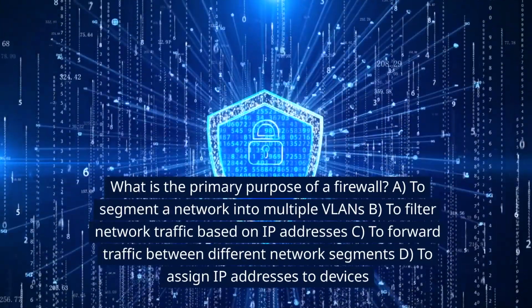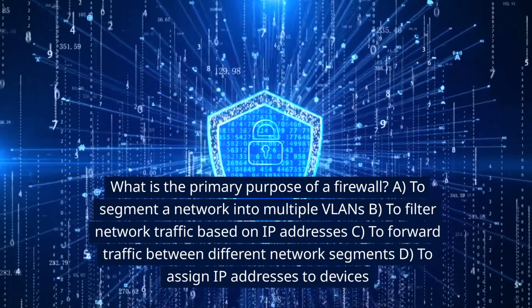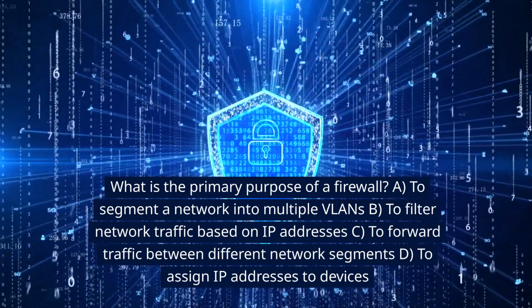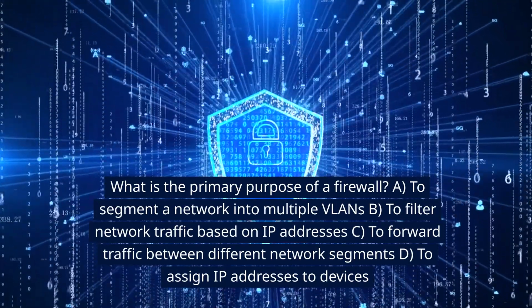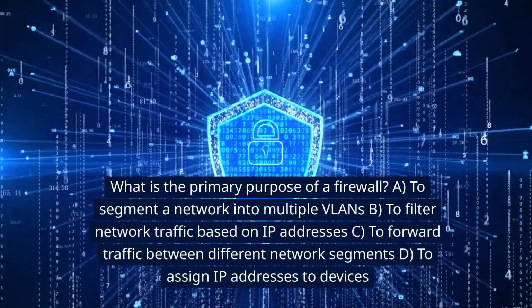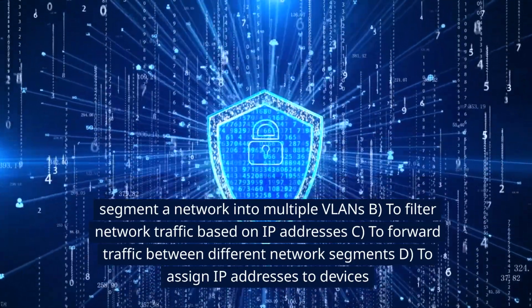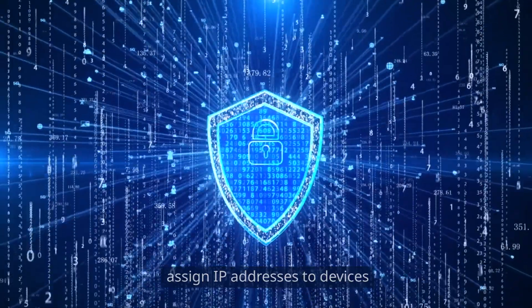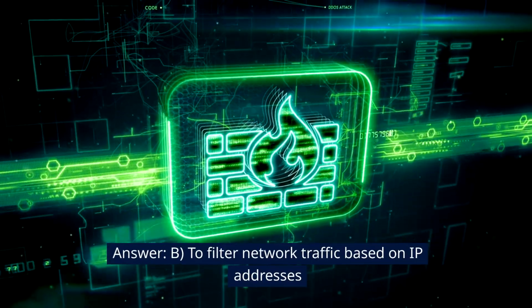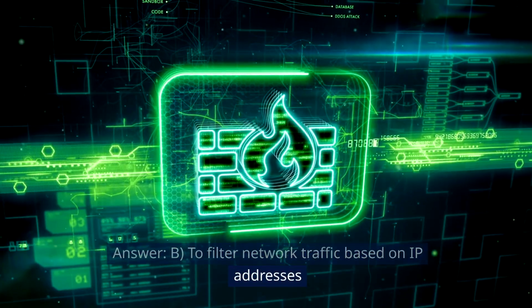What is the primary purpose of a firewall? A. To segment a network into multiple VLANs. B. To filter network traffic based on IP addresses. C. To forward traffic between different network segments. D. To assign IP addresses to devices. Answer: B. To filter network traffic based on IP addresses.